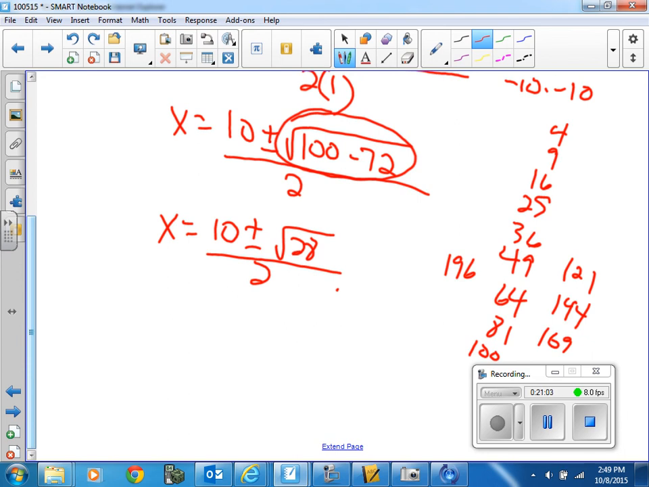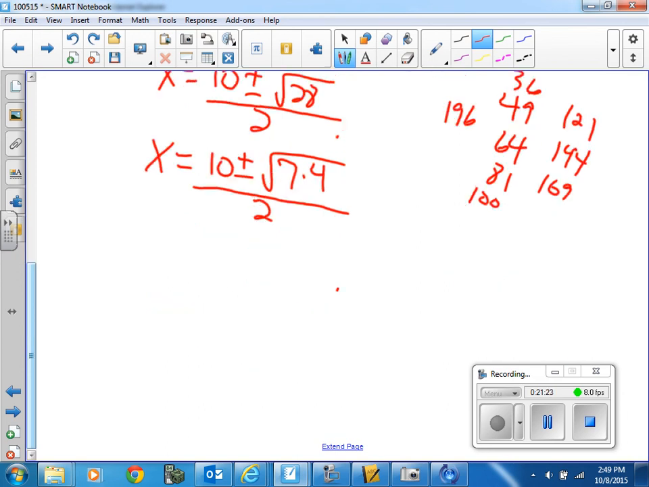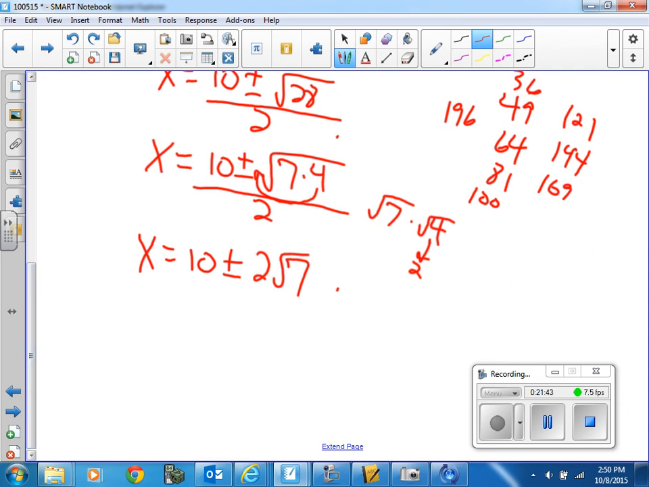That's the important part. Now we have to think to ourselves, remember breaking down, simplifying. Is there any perfect square that goes into 28? Well, as I look, 4 definitely goes in. So I'm going to break this down and say x equals 10 plus or minus the square root of 7 times 4, all over 2. Now remember, the 4 can come out because it's a perfect square. I could write this as radical 7 times radical 4, and the 4 would just become 2. So we'll write it as 2 radical 7, all over 2.